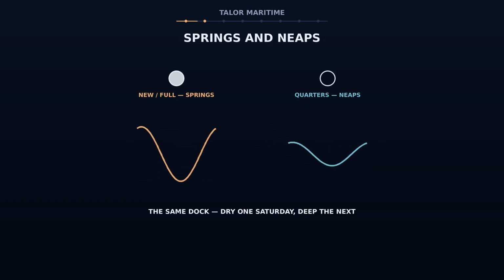Tides are the moon's gravity dragging a bulge of ocean around the planet, with the sun helping or hindering. When sun and moon pull together, at new moon and full moon, you get springs, the biggest highs and the lowest lows. When they pull at right angles at the quarter moons, you get neaps, the laziest tides of the month. That is why the table's numbers swell and shrink across two weeks, and why the same dock can be bone dry on one Saturday and floating deep the next.